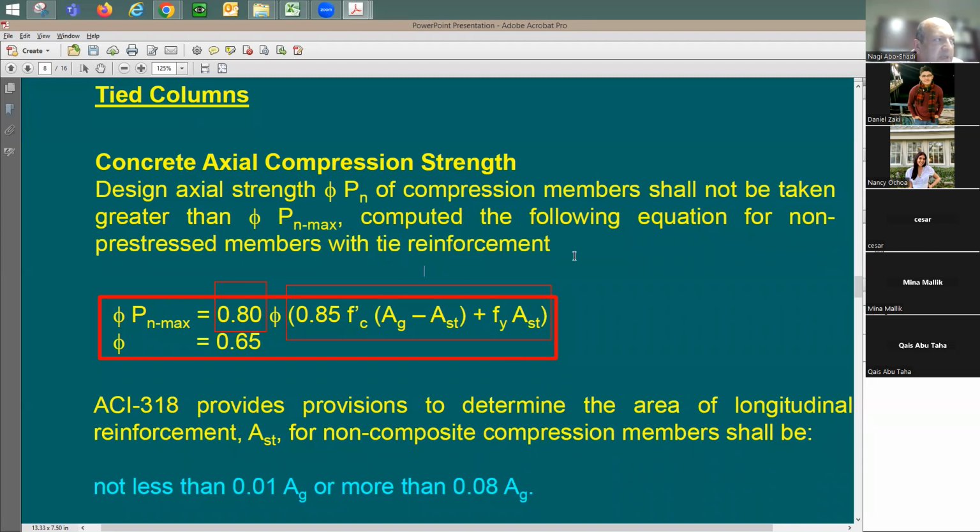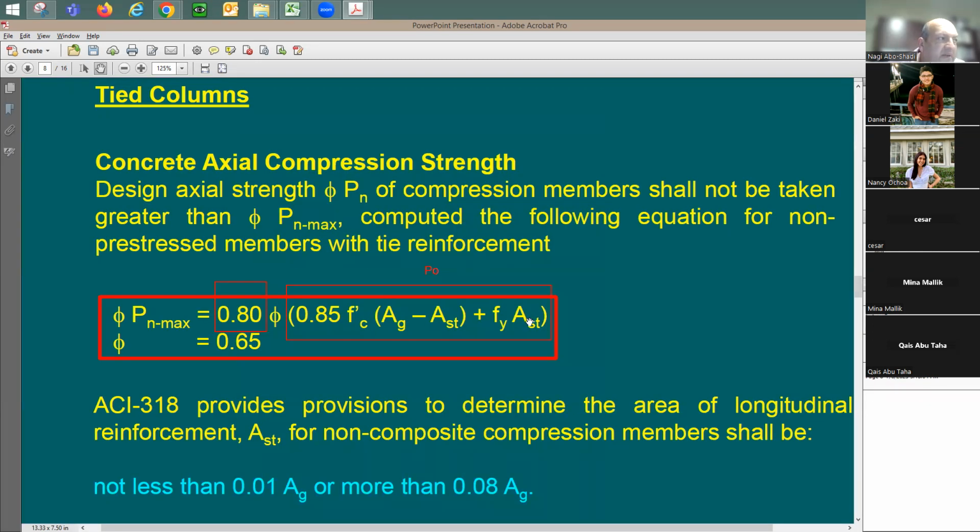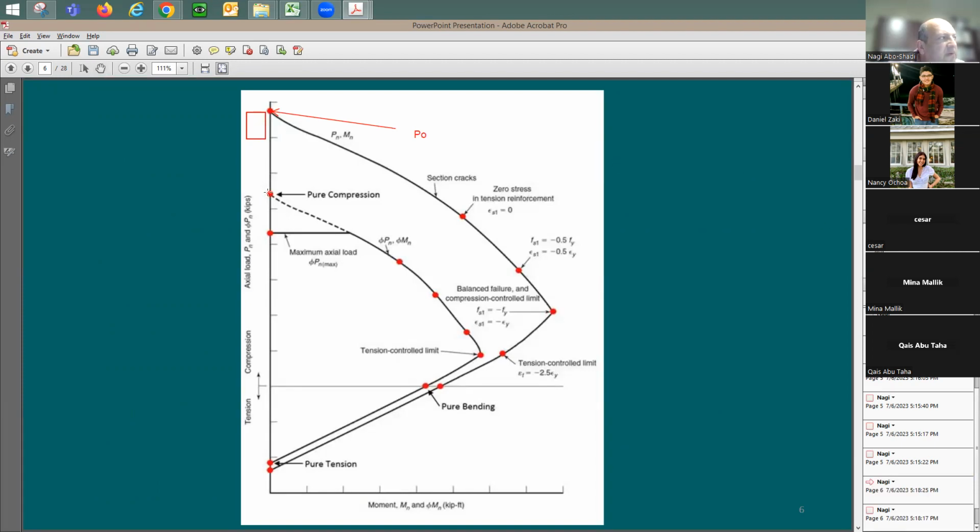If I come here and write it to be P sub 0, this is going to be P sub 0 and this is going to be phi Pn. This point here is going to be this one that I'm just looking at. Look at this. This point is going to be P sub 0. So I can maybe put a text here. I'm going to say this is going to be P sub 0. So this equation is going to be this guy here. Once multiplied by the phi factor, the 0.65, you're going to be coming right here at this point. So this one here is phi factor, the 0.65, times P sub 0.